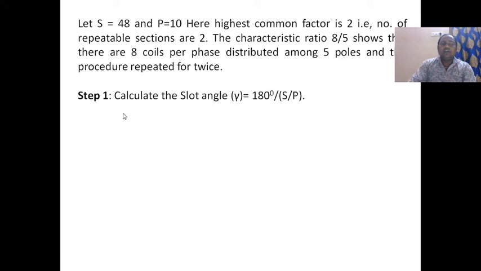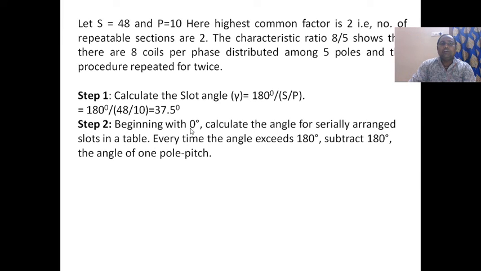So for the procedure for fractional slot winding, step 1 is to calculate the slot angle, which is equal to 180 by slots per pole. Already they gave the number of slots and poles. Calculate the slot angle: 180 by 48 slots, 10 poles. Clearly the slot angle is 37.5. So we obtain a fraction, so we use the fractional slot winding procedure.